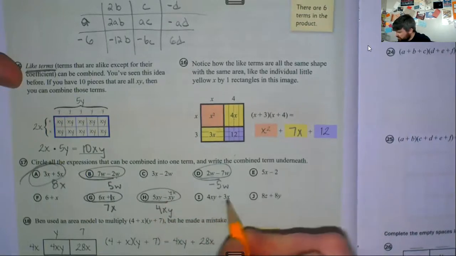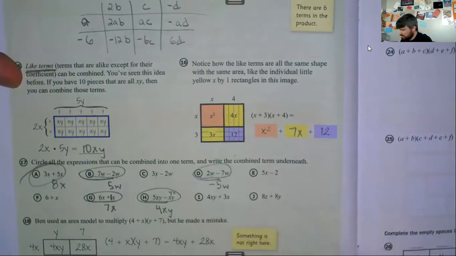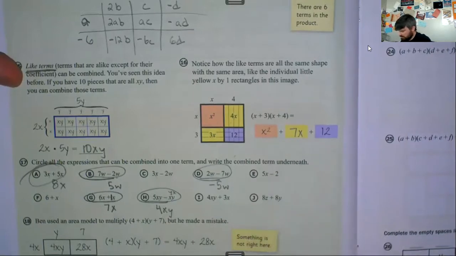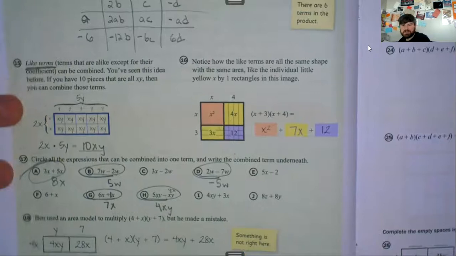x, y, and x, no. X and z and y, I can't. Okay, so those are all the ones with the like terms.